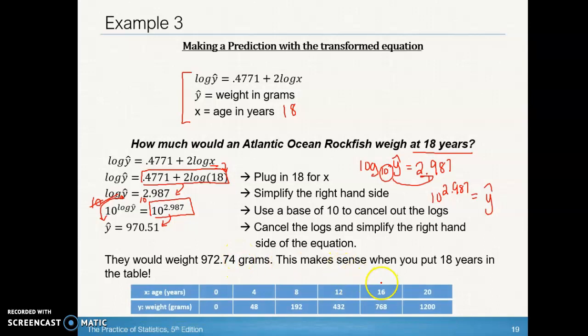All right, and then if you take a look at your table, if we put 18 in here and we say it's 970, we did not extrapolate here or go beyond our data. It kind of makes sense. It's between 768 and 1200.